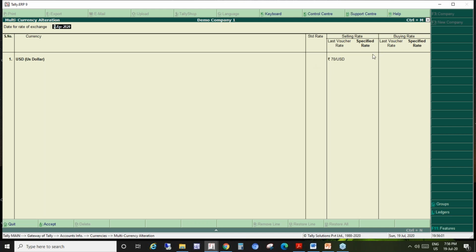So I can put it as a specified selling rate, okay, for the sales transaction, and specified buying rate for the purchase transaction. Okay. Last voucher rate, this you have understood maybe just because of observation, that whatever we put in the transaction is available out here.